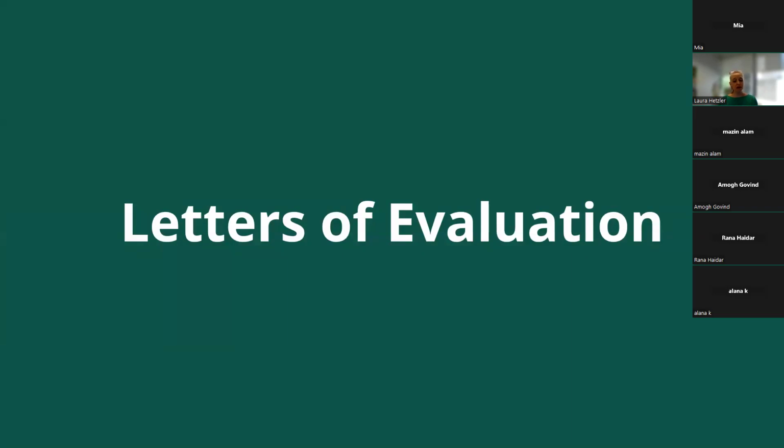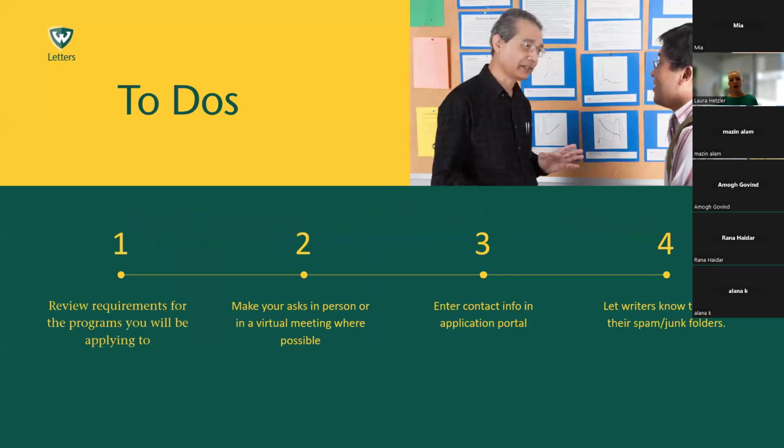We're going to do a brief mention of letters of evaluation. First thing, you want to make sure that you know the requirements for the programs you will be applying to. I'm going to throw out here, Wayne State does not have a committee letter. If a school wants to see a committee letter or prefers a committee letter, they probably also have a list of the things they will accept in substitution of a committee letter.